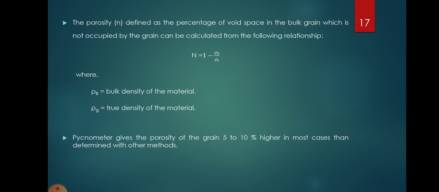It means by finding out the values of bulk density and true density, we can also find out the porosity of the material, and this equation denotes the relationship between porosity, true density and bulk density. So pycnometer gives the porosity of the grain 5 to 10% higher in most of the cases than determined with other methods.